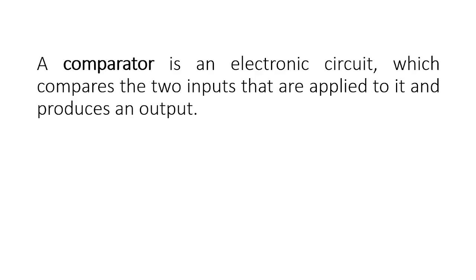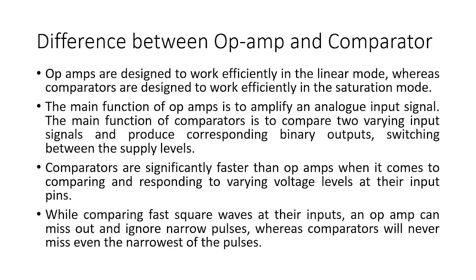Today we are going to discuss comparators. A comparator is an electronic circuit which compares the two inputs that are applied to it and produces an output. Difference between operational amplifier and comparator: op-amps are designed to work effectively in the linear mode, whereas comparators are designed to work efficiently in the saturation mode. The main function of an op-amp is to amplify an analog input signal.